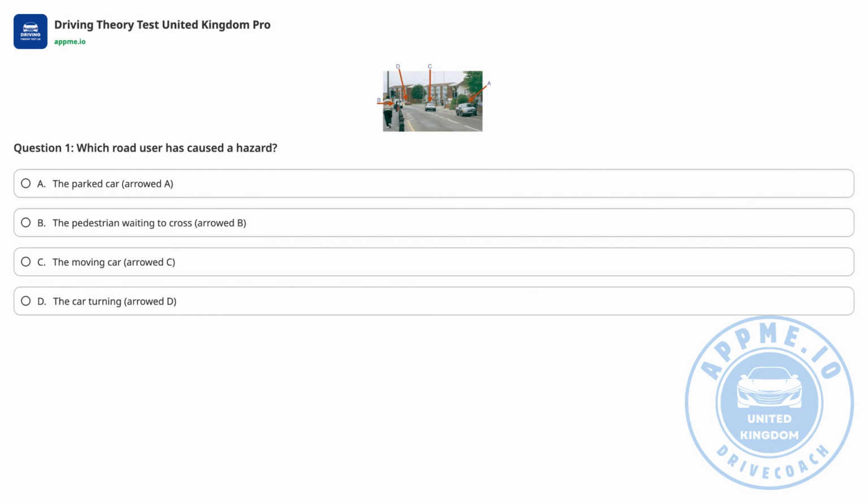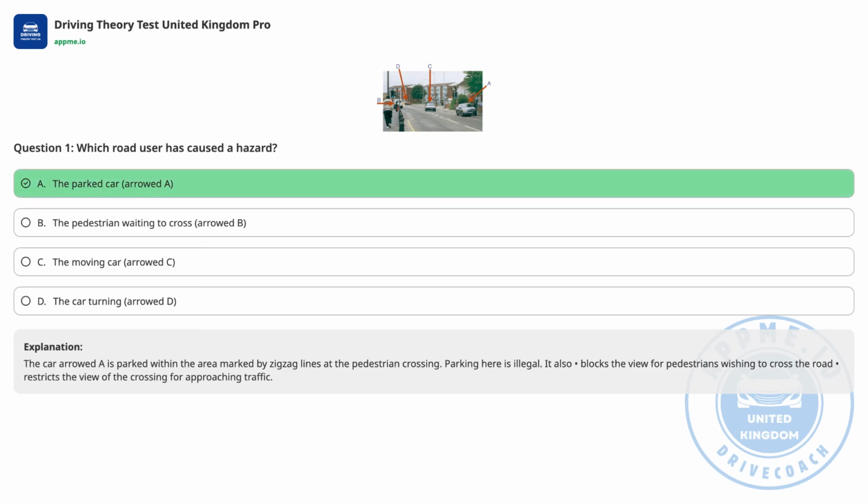Question 1. Which road user has caused a hazard? A. The parked car. Arrowed A. B. The pedestrian waiting to cross. Arrowed B. C. The moving car. Arrowed C. D. The car turning. Arrowed D. The correct answer is A.